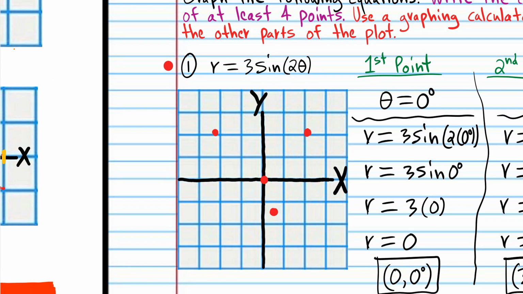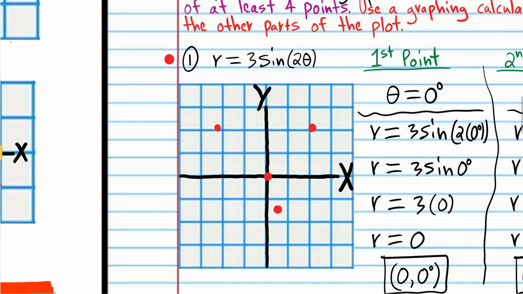So I want you to push the on button on your calculator if it turned off, and I want you to use that as a guide to help us graph. Again, your graph is not going to be perfect, but it should look something like a 4-leaf clover.